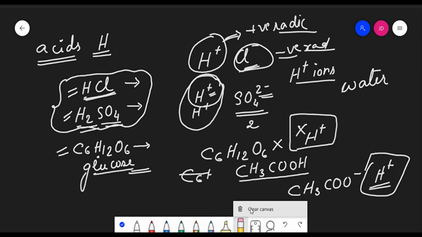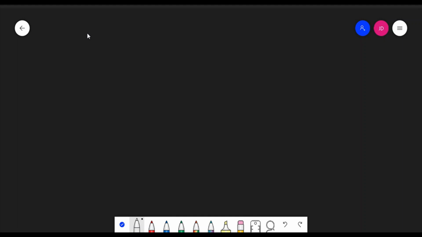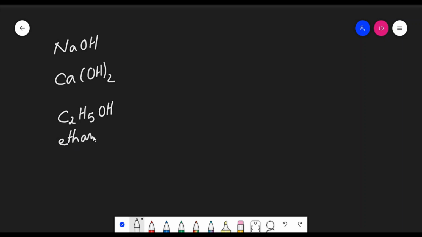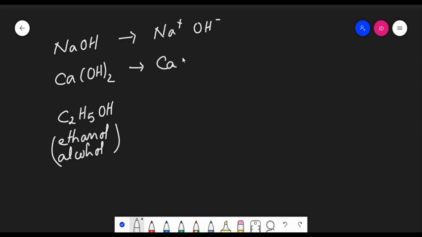So then let's go to what the base is and what it can do. Let us take the bases NaOH, Ca(OH)2, and let's take one more, C2H5OH. This is called ethanol, or alcohol. Similarly, when I put NaOH in water, it will become Na plus and OH minus. Calcium hydroxide, Ca(OH)2, will become Ca2 plus, why 2 plus? Because valency is 2, and OH minus. It's giving 2 OH minus because there is 2 OH.